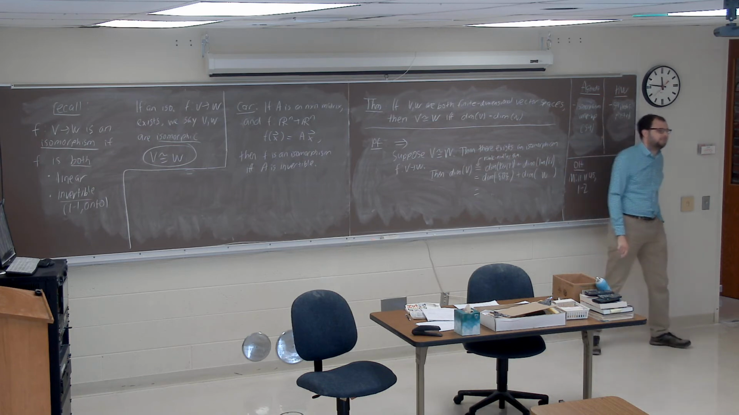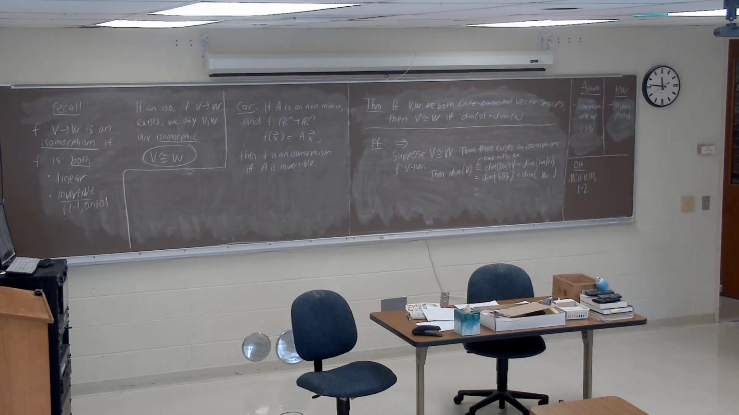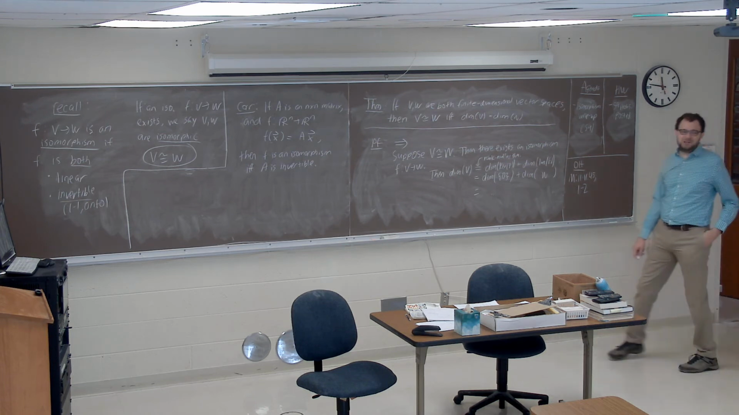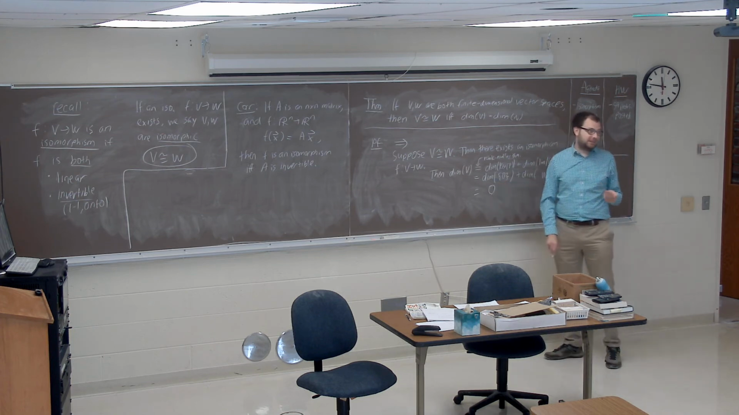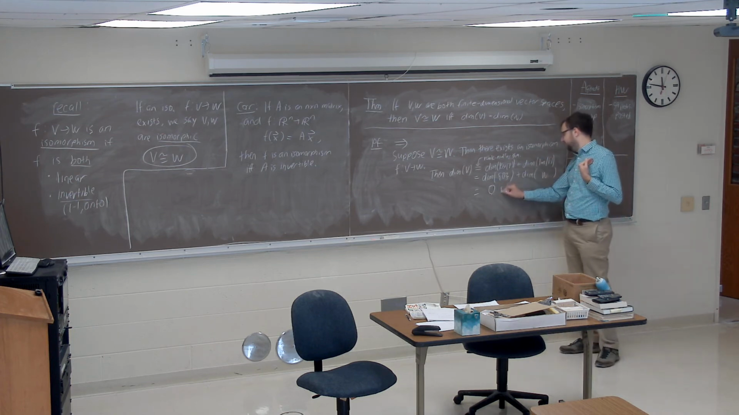Zach, what do we know about the dimension of the trivial vector space? I have no idea. Phone a friend. Peaches. 0. Yeah, we said that if you just have the zero vector and nothing else, we call that a zero-dimensional space.